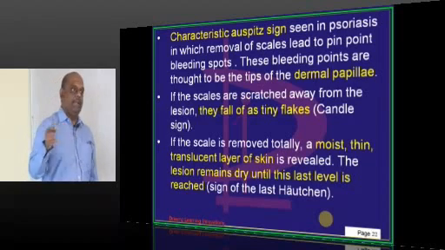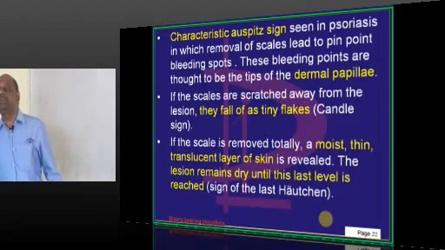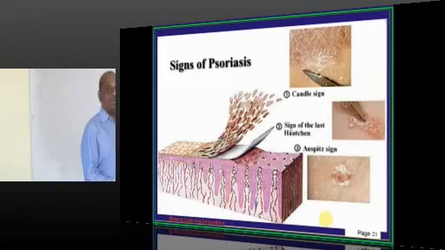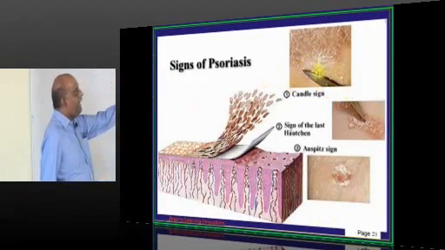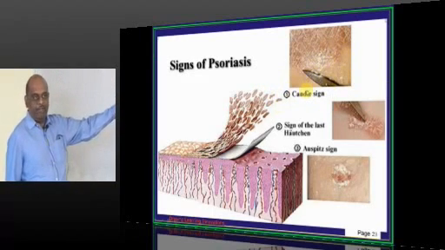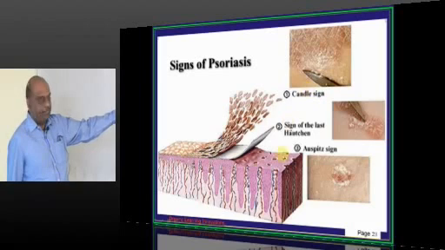So it is a rupture of the blood vessels in the dermal papillae that is responsible for the Auspitz sign, which is what you have to classically remember. This is an example of a candle sign. Whenever you scrape it, you get a feel that you are scraping wax.